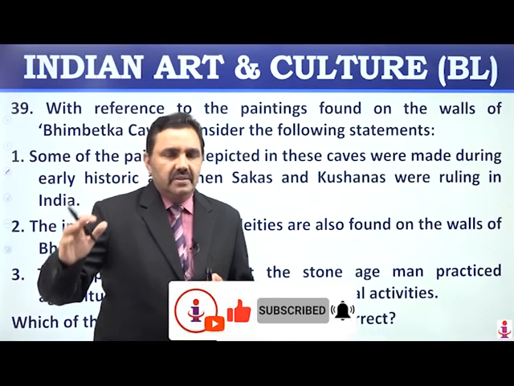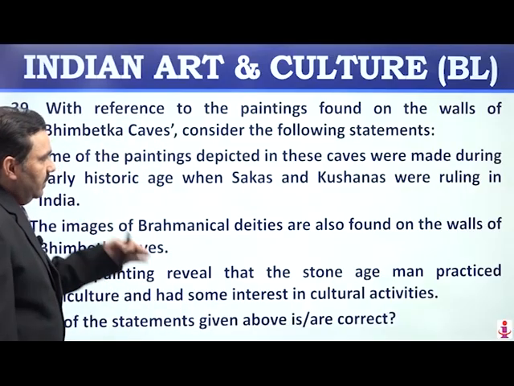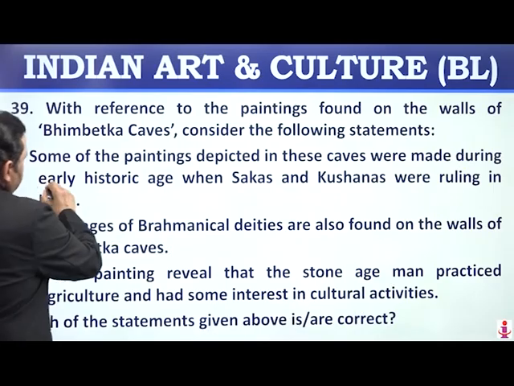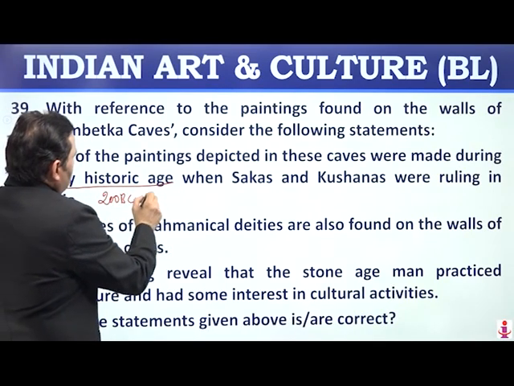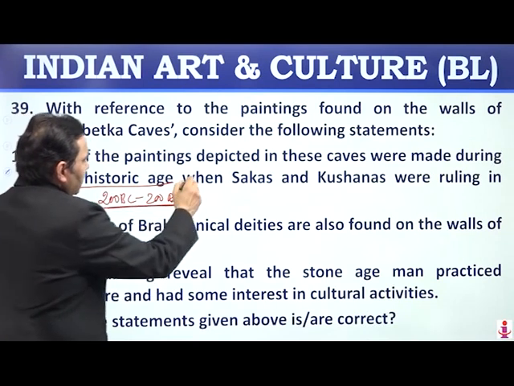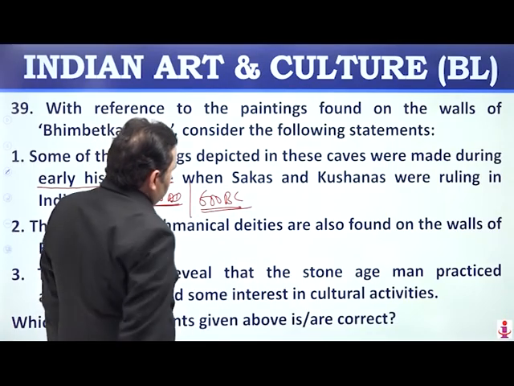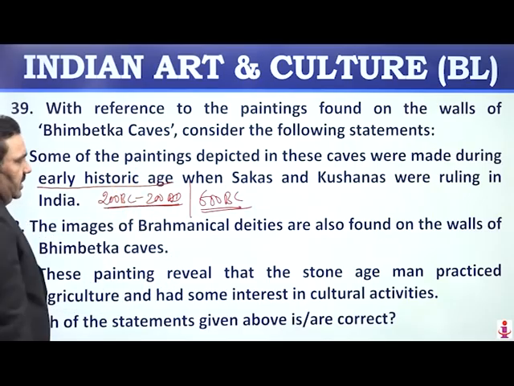The paintings start somewhere around 1 lakh years ago and continue up to 1000 AD, that is up to early medieval age. Some of the paintings depicted in these caves were made during early historic age. Early historic age means somewhere between 200 BC to 200 AD basically, or anything you can say after 600 BC, because historic age starts in 6th century BC. Early historic age, this period, early centuries of Krishna era BC.